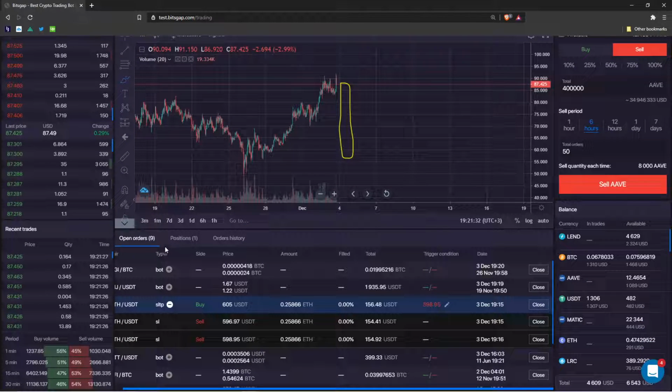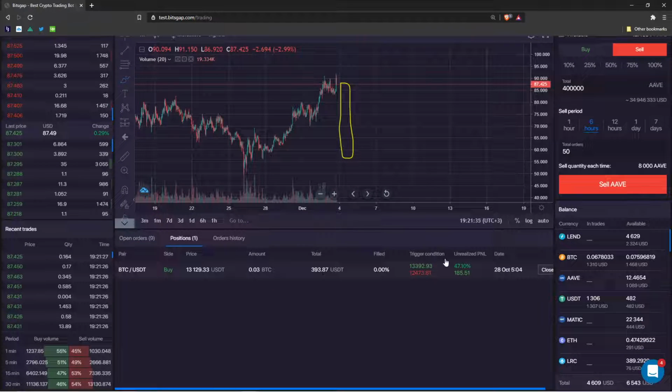Open orders, clusters, positions. So far these are my open trades. You see, that was actually the sample trade that I initiated. You see the exact date when I initiated this trade. So all information is here.